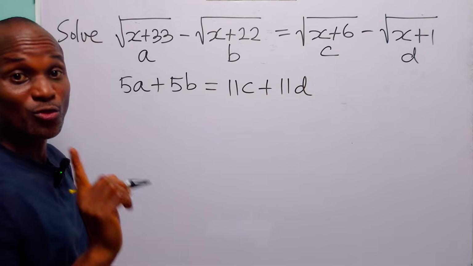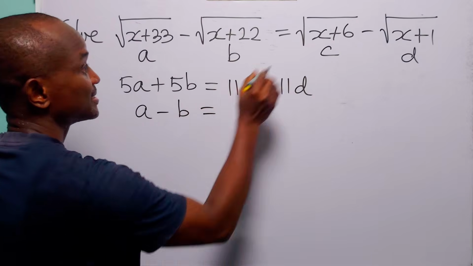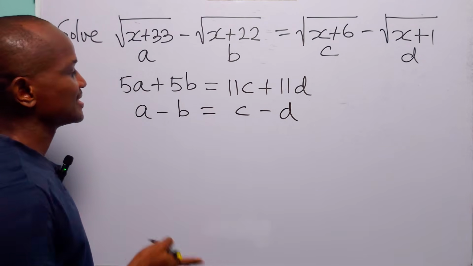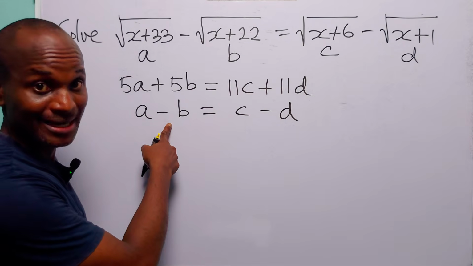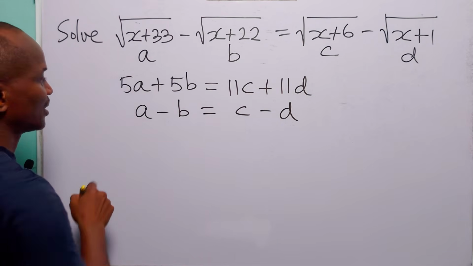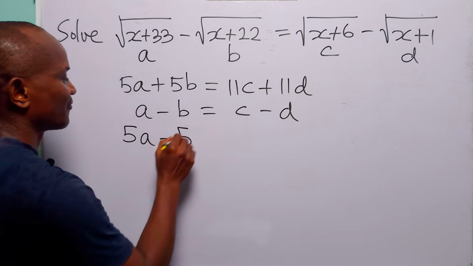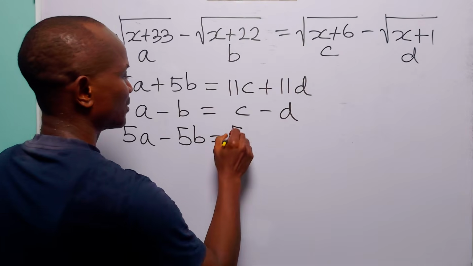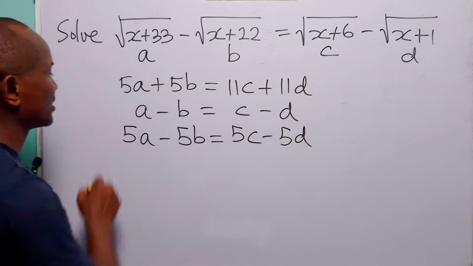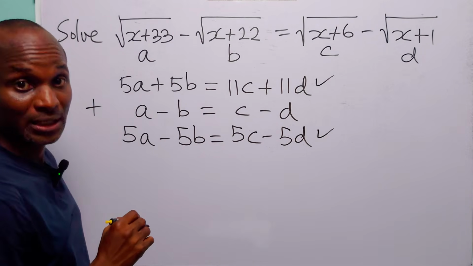Now remember that from the original equation, we have that a minus b is equal to c minus d. Now, our aim is to eliminate one of the radicals. To do that, let us multiply this second equation by 5. When we do that, we have 5a minus 5b, and this is equal to 5c minus 5d.